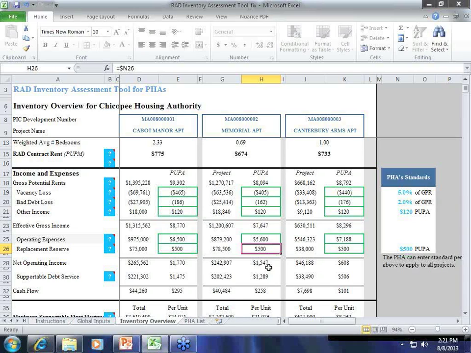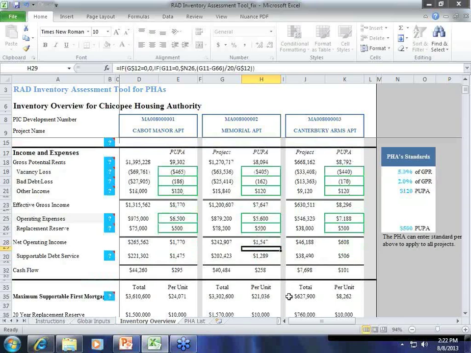The PHA used all of the ARA funds that it received, or a whole lot of it, to address the needs of this site. So this property only needs $3,000 per unit. Very little. Does it need to take out debt at all? Probably not.